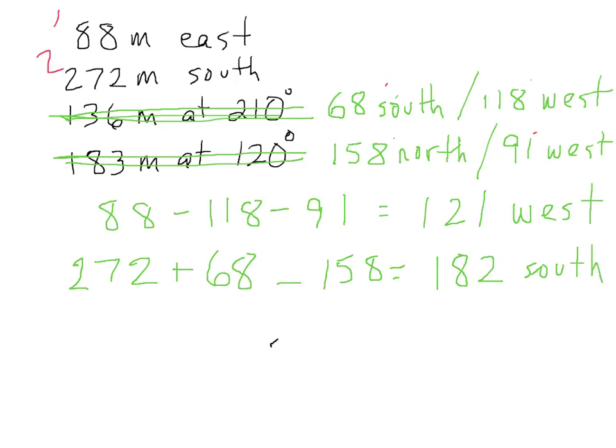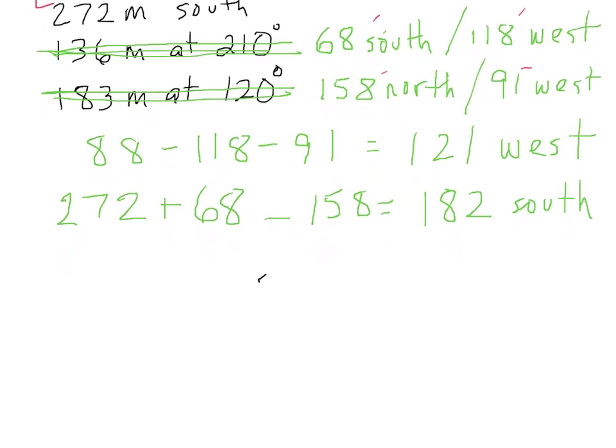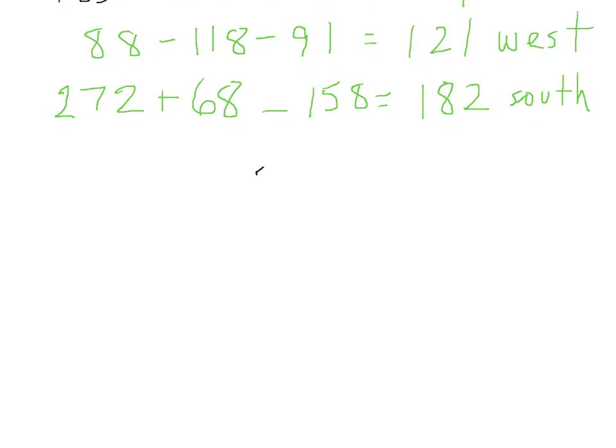So now, instead of having 6 vectors, which I had a moment ago and I marked in red, now I have 2 vectors, 121 west and 182 south. I'm going to get myself a little more space, and in fact I'm just going to get this stuff off the screen that I don't really need, because all that preliminary stuff was just meant to get me to this point. How do we add 2 vectors like this?